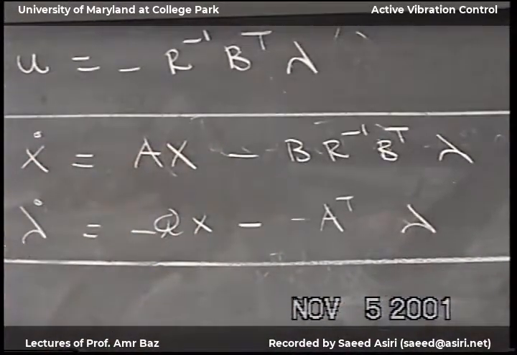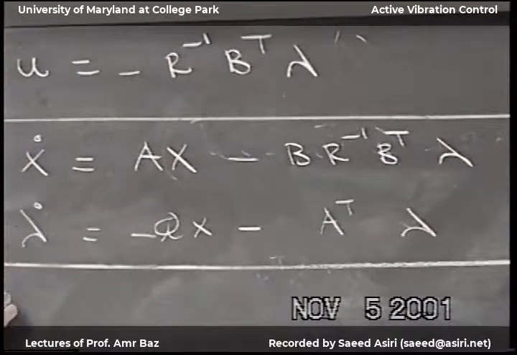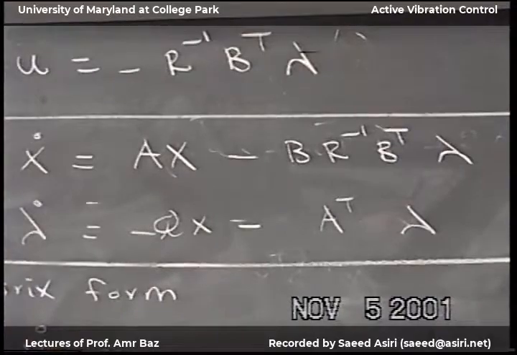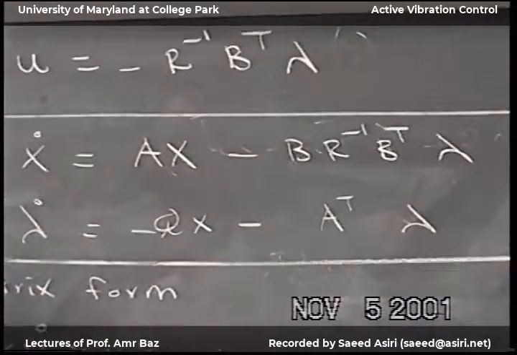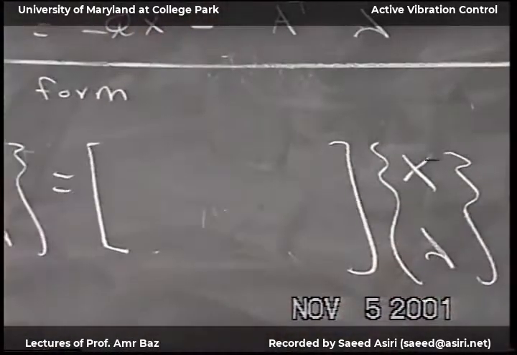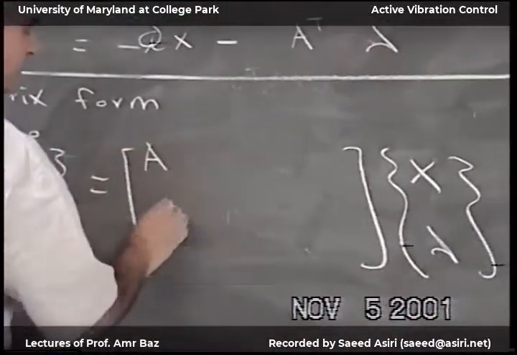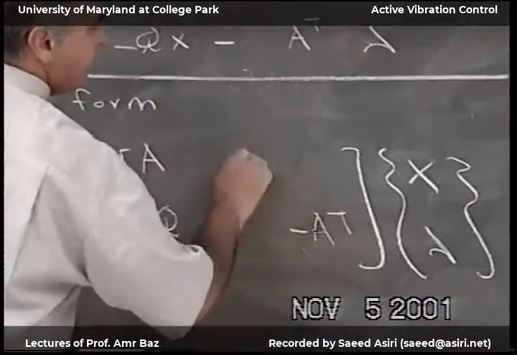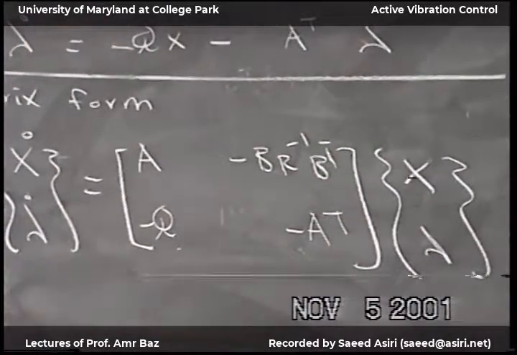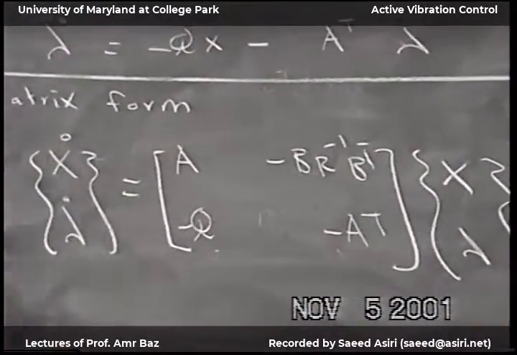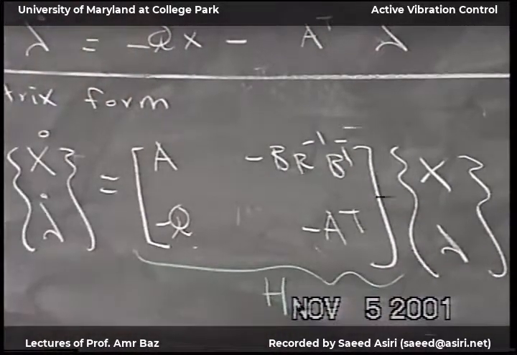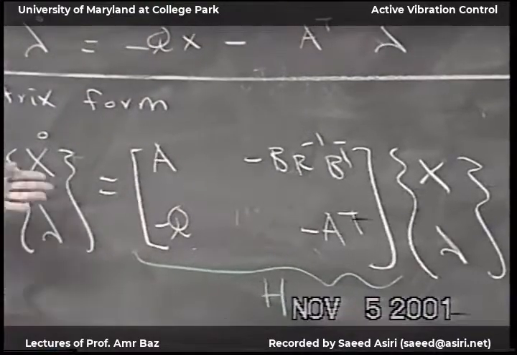In matrix form, x dot, lambda dot is equal to the matrix times x and lambda. And what is this matrix? Hamiltonian matrix. Now I can extract the Hamiltonian in this form.